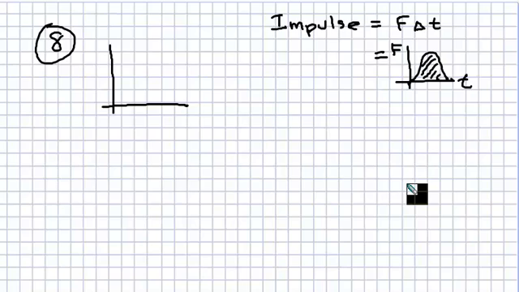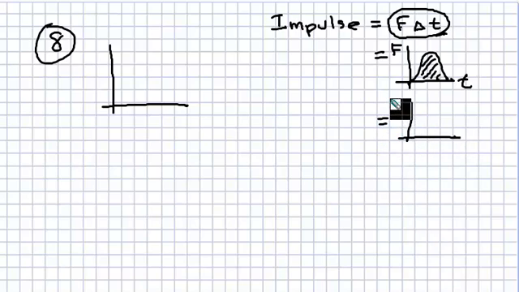Question 8 asks you to evaluate the impulse of some sort of event, and you're trying to make the impulse as big as possible. Remember that the impulse is the force times the time that the force is active. So you want this quantity to be as large as possible. That means you want the area under the force-time curve to be as large as possible.